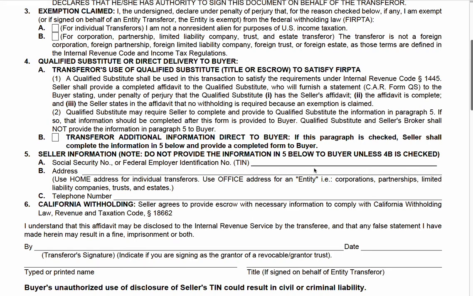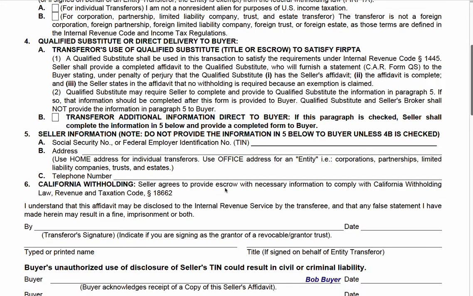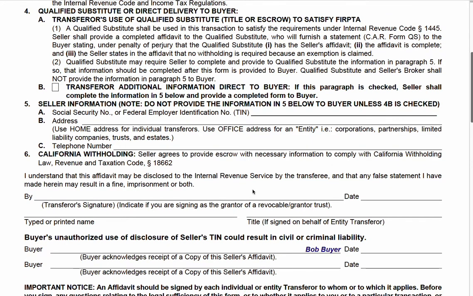Sometimes it's a foreign entity. And a telephone number would be nice. Actually, the social, address, and telephone number are all very important. I'll explain why, because I've gone down the rabbit hole of when things go wrong with the FIRPTA.